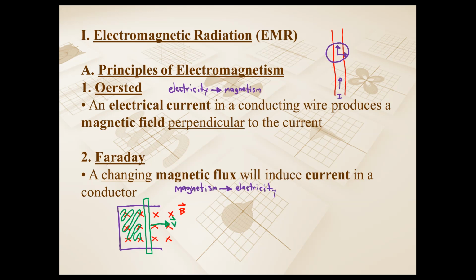And this goes with that concept of symmetry in nature. So the symmetry in nature is, can you go from electricity to magnetism? And if you go from electricity to magnetism, can you go in the reverse direction? And yes, you can go from magnetism, specifically a changing magnetic flux, to getting an electrical current or electricity. So those are our two fundamental principles of electromagnetism so far.